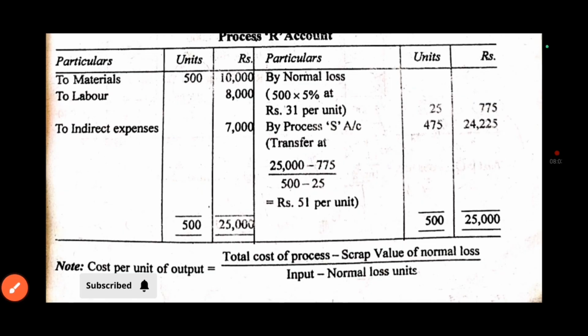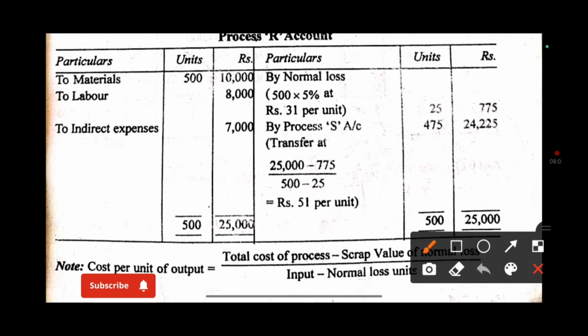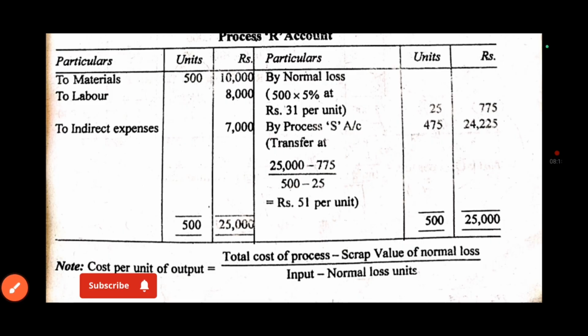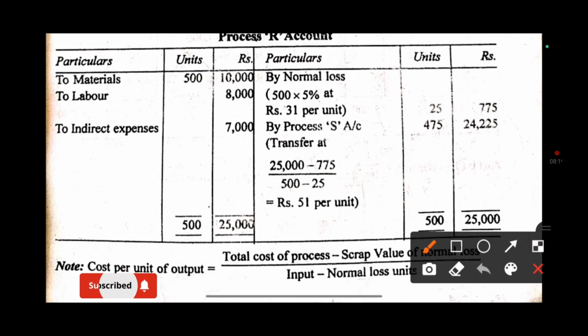So here we have the format. How can you find out the cost per unit of output? Total cost of the process minus scrap value of normal loss divided by input unit minus normal loss of unit. So it will be substituted with the values. You will get the cost per unit is 51 rupees.